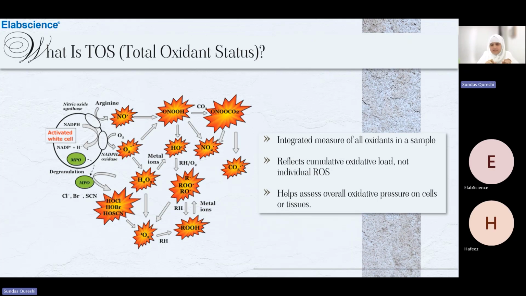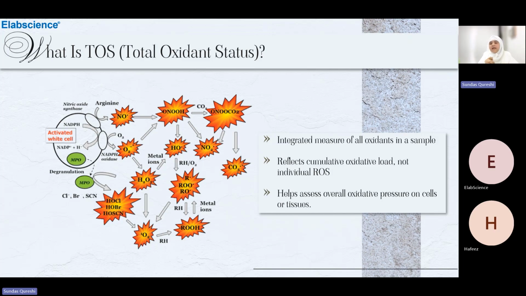The total oxidant status. Now the question is, what is TOS, or the total oxidant status? This is the one which measures all the oxidants present in a sample as a single integrated value. Oxidants might include a wide range of species, from radicals like superoxide and peroxyl radicals to molecules such as hydrogen peroxide, nitric acid, and some other acids.